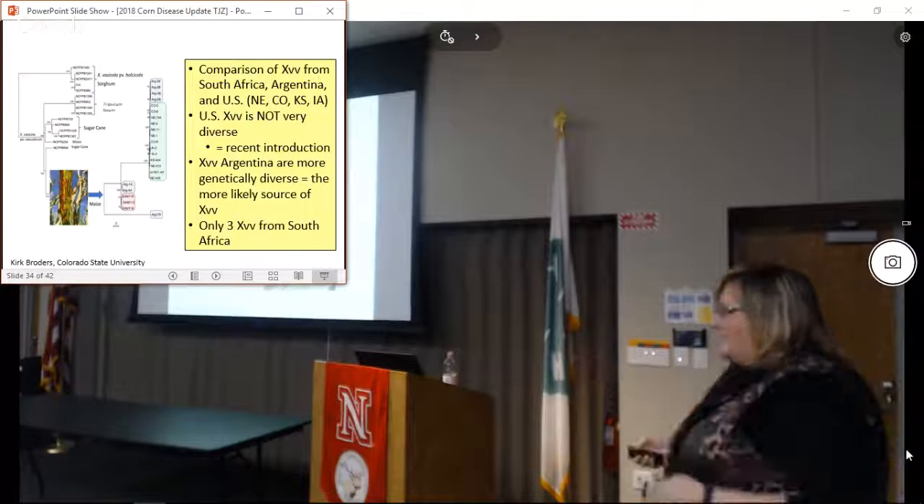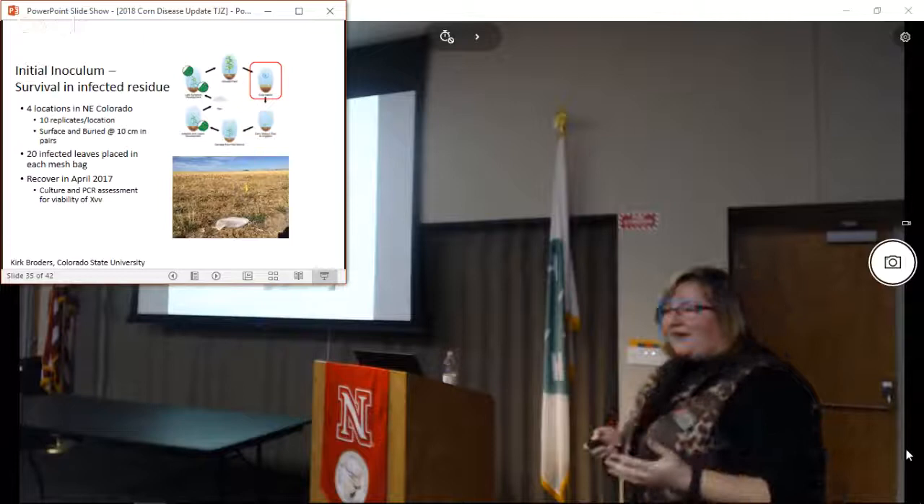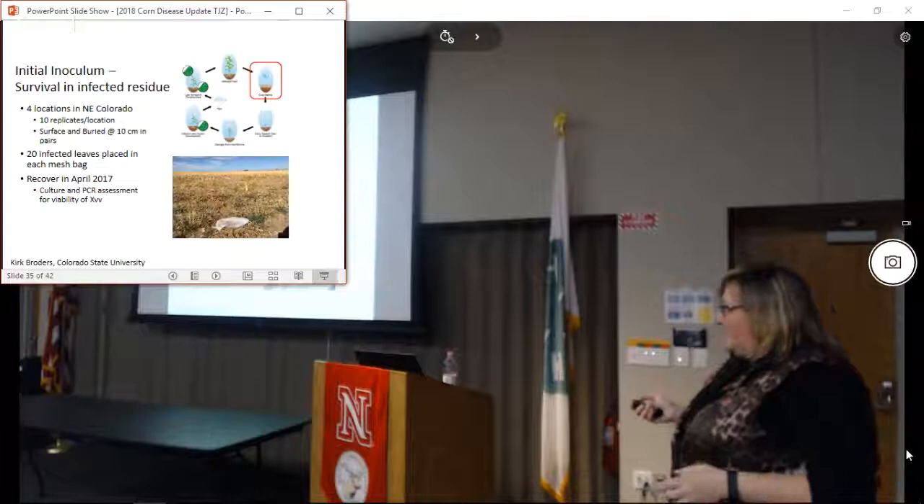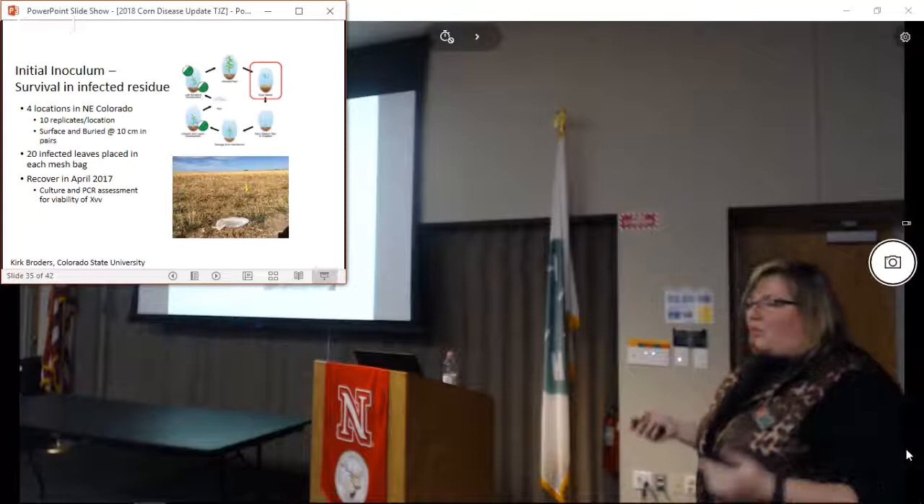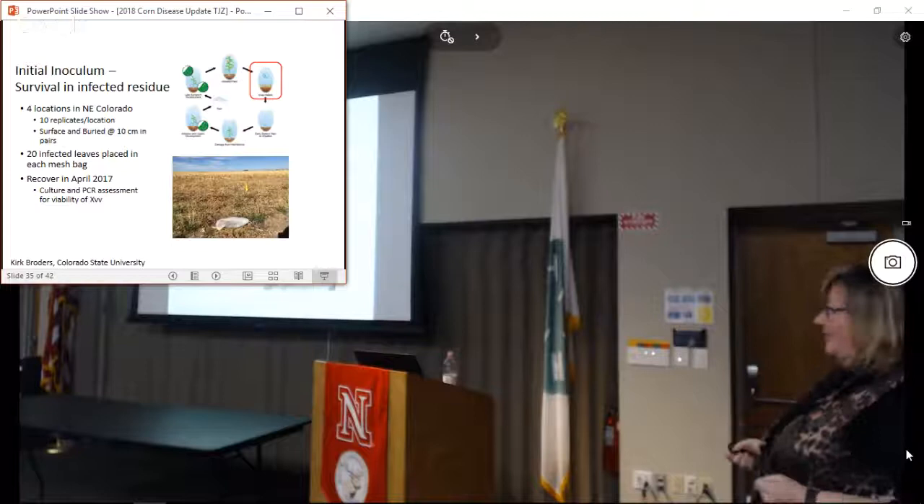Together, we're all looking at some other things too, like coming back to your earlier question about survival of the bacteria. Kurt started a year before we did, and this is basically trying to take advantage of some of the characteristics of the disease cycle that we're learning. We know it overwinters in the residue. We don't know how well it does or how much tillage is going to affect it. All these pieces are hopefully going to come together and tell a better story.